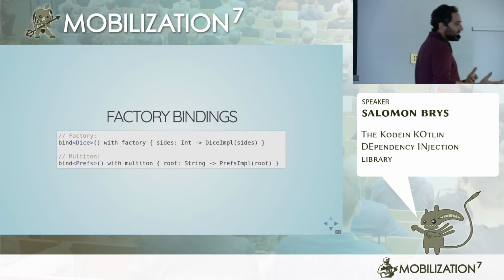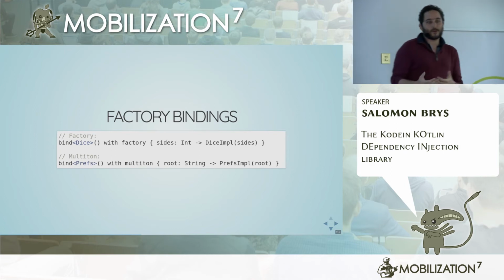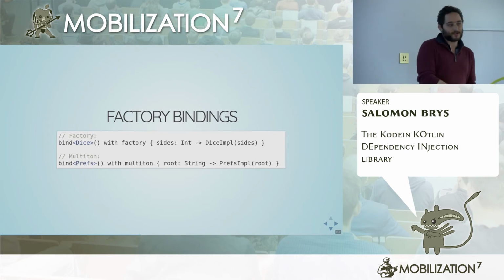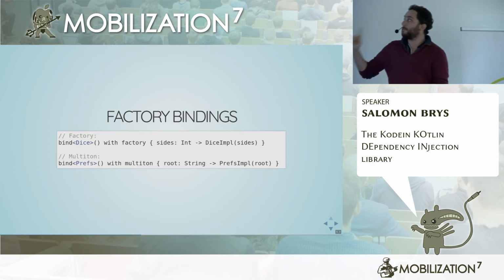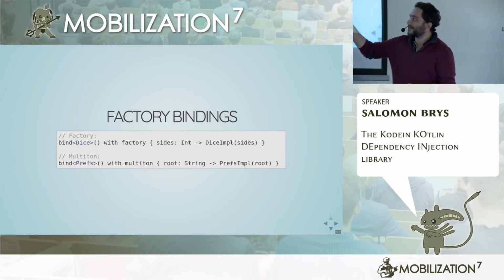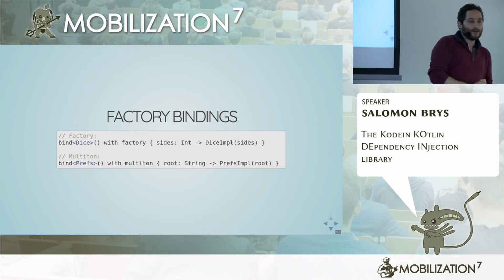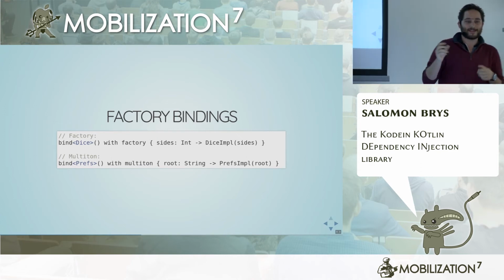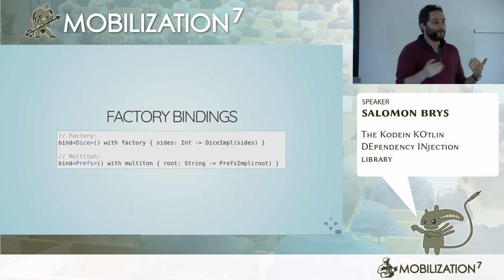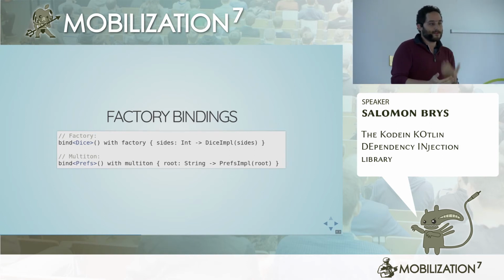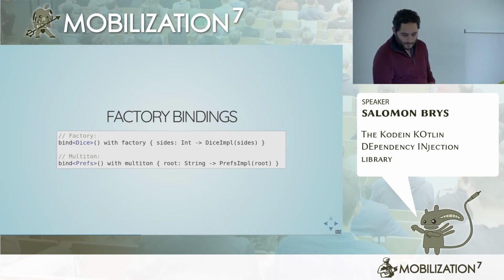And there's the multiton scope. The multiton scope is essentially the same as the singleton scope with a parameter, meaning that the lambda will be called only once per parameter. So if you ask twice for an instance with different arguments, it will be called twice. With the same argument, it will be called only once.